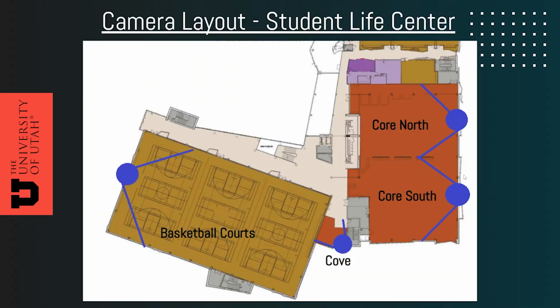So to give you a better idea of how all of this would look working together, here we have an image of the Student Life Center. Up here in the top right, we have the northern area of the core. Just below that, we have the southern area of the core. So we've set up a camera for each of those individual areas. Down here in the bottom middle, we have the cove, a little bit more of a private room. And then on this far left side here, we would have a camera overlooking the basketball courts. So this is just an example of how a gym owner could set up the cameras in a specific gym, such as the Student Life Center.